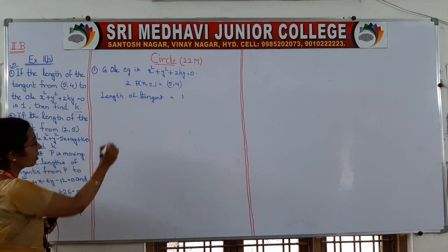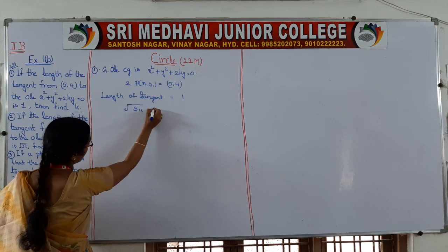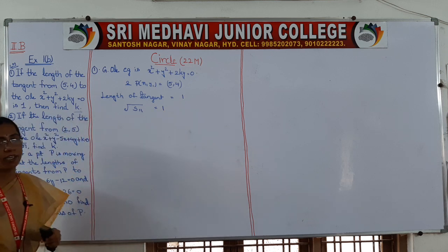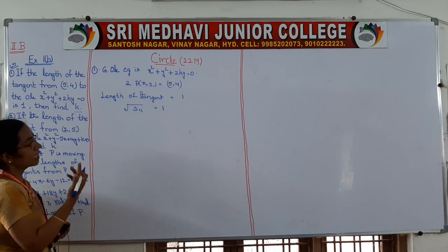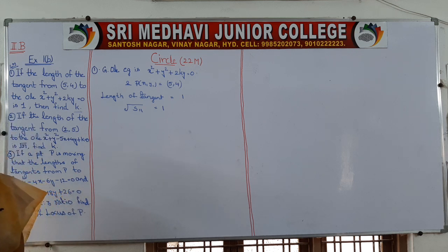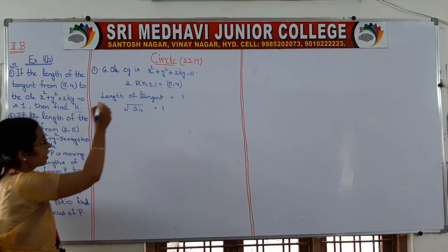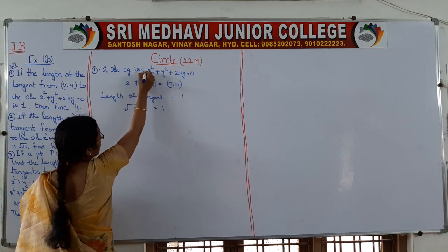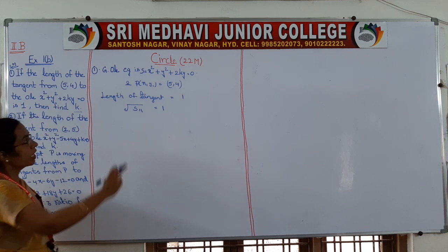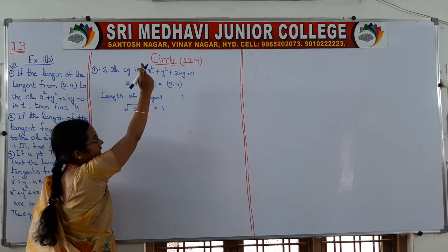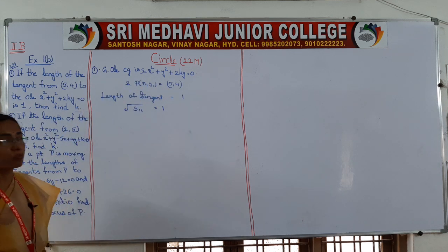What is the formula for the length of the tangent? It is root S11 is equal to 1. But what is S11? How will we get S11? In the circle equation S, we will consider any circle equation as S. In the circle equation, in place of x, if we take x1, in place of y, if we take y1, we will get our S11.